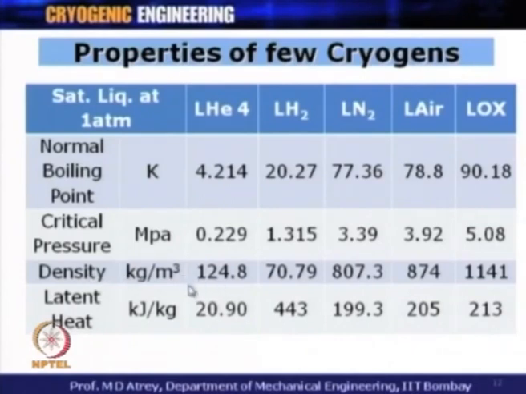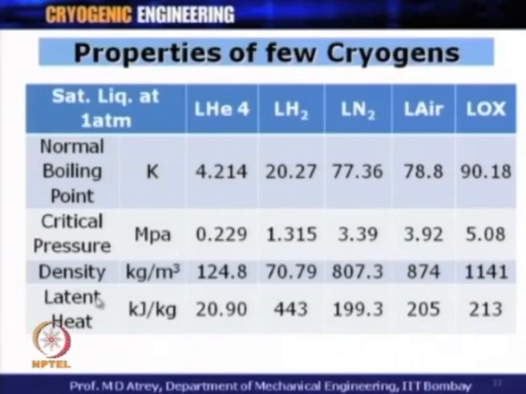If you see density, the density of liquid helium is 124.8, for practical purposes we say 125 kg per meter cube. The liquid hydrogen density is 70 kg per meter cube, and nitrogen is very high, 807 kg per meter cube, liquid air is 874 and liquid oxygen is 1141. So, densities are very high as you go on this side.